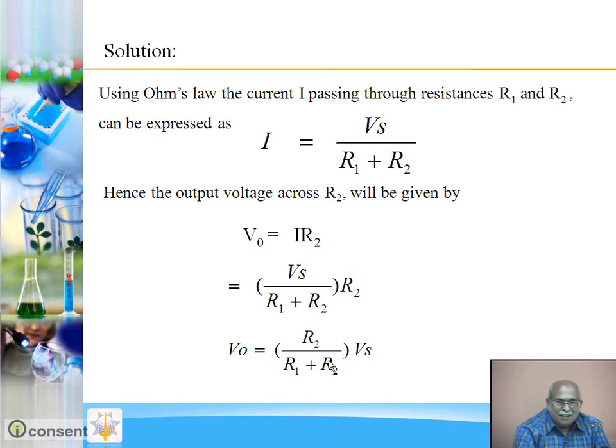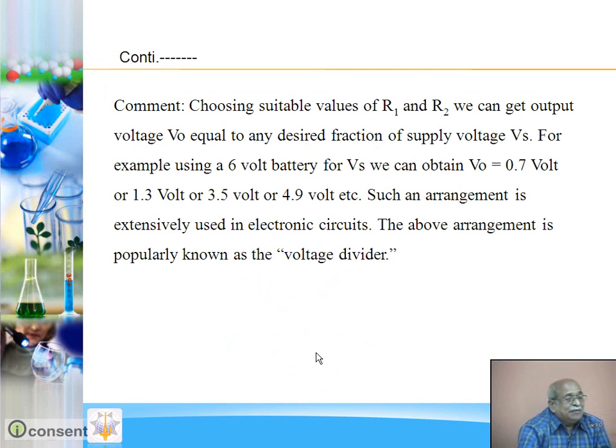So any fraction, 1/10, 1/4, 3 by 14, any fraction of supply voltage can be developed. That conclusion is here. This is the comment. By choosing suitable values of R1 and R2, we can get output voltage equal to any desired fraction of supply voltage Vs.